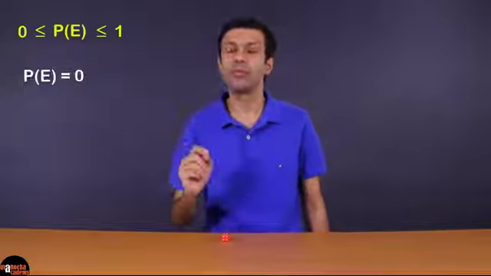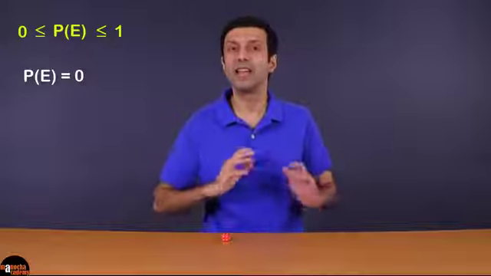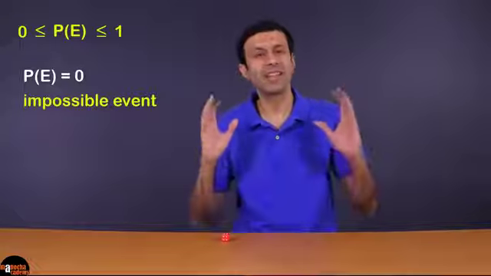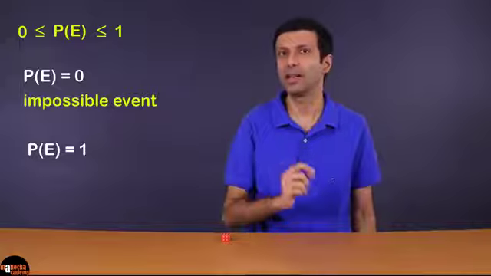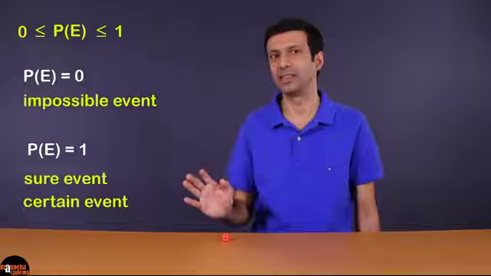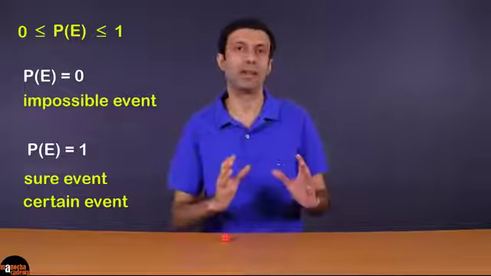Now when probability of an event is 0, we say that it's an impossible event. The event cannot happen. And when probability of an event is 1, it's a sure or certain event. The event will definitely happen.